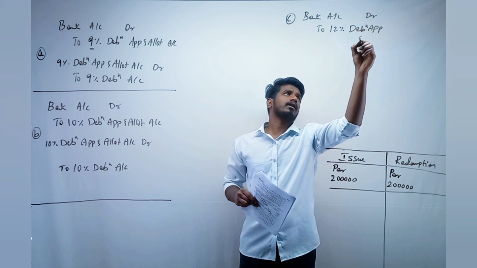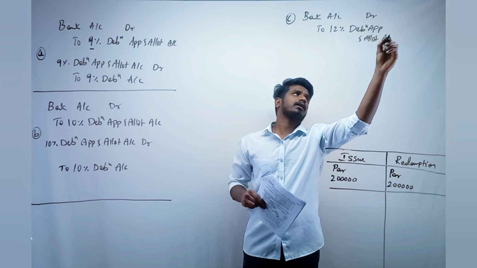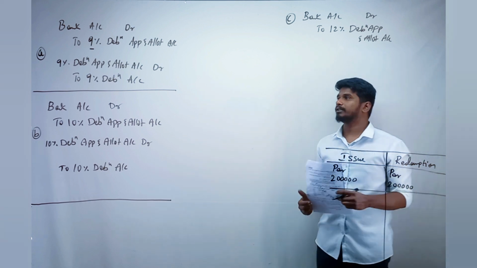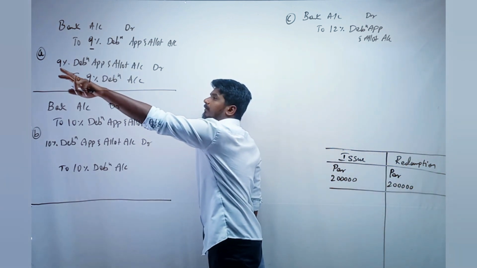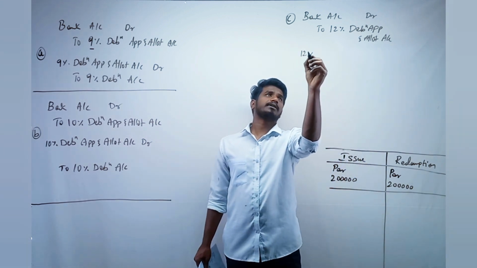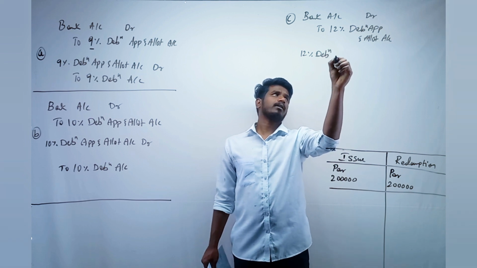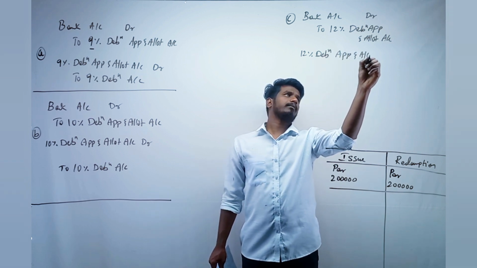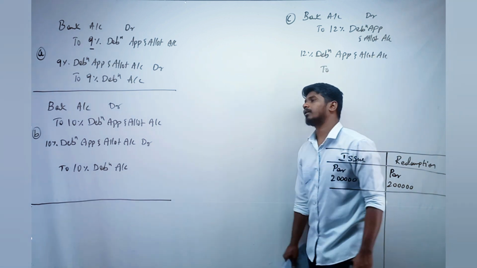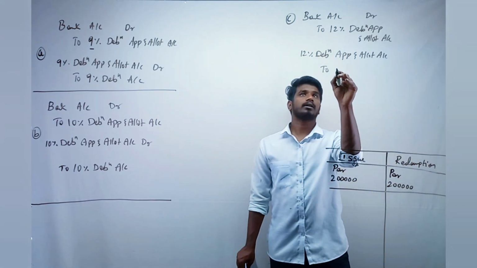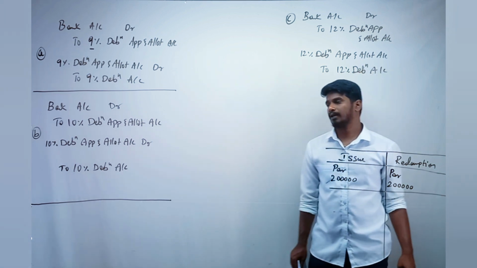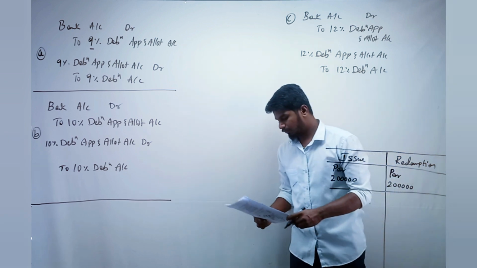Application and allotment account, correct? Right, just copy paste with the change of percentage. So next, here 9% debenture application allotment, just reverse these. 12% debenture application and allotment account to application allotment account to 12% debenture account. Correct. So shall we solve these three and go for the D?